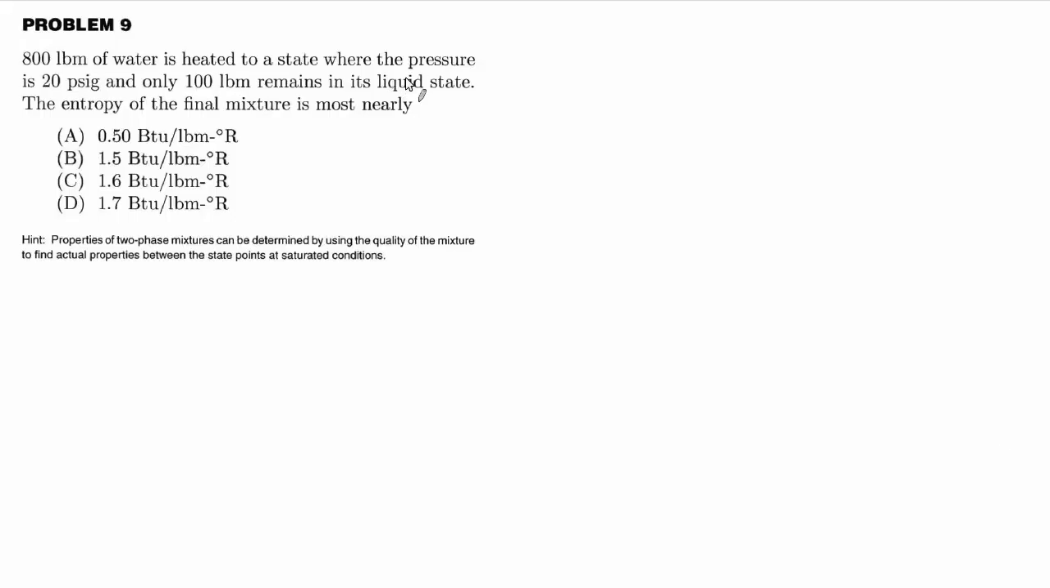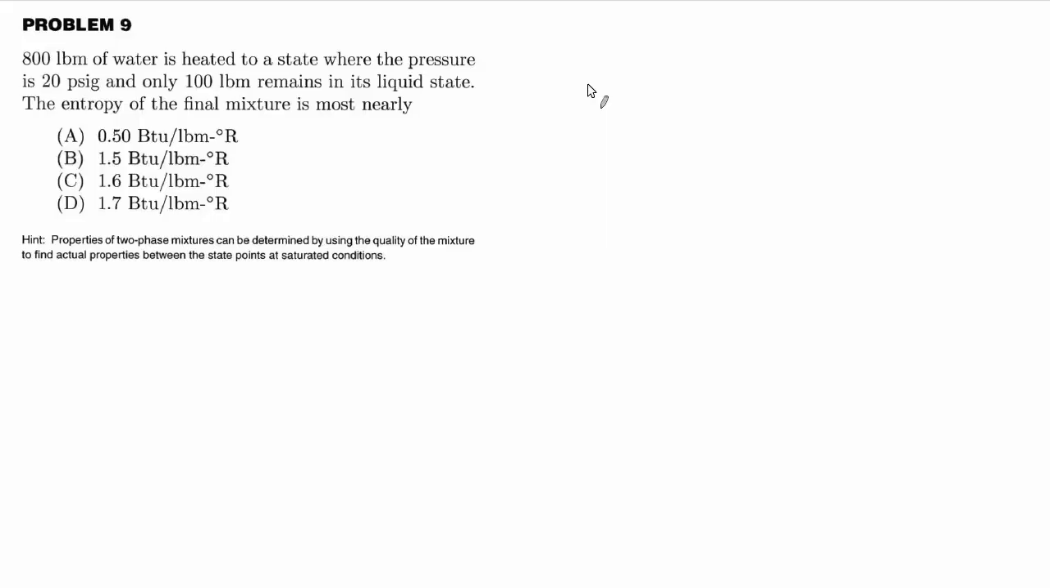This is Dan, working on 6-minute solutions problem 9. 800 pounds of water is heated to a state where the pressure is 20 psi gauge and only 100 pounds remains in a liquid state. The entropy of the final mixture is most nearly what? And they give us a hint.